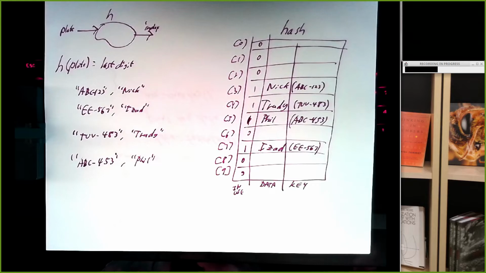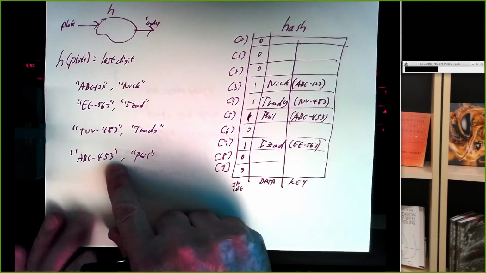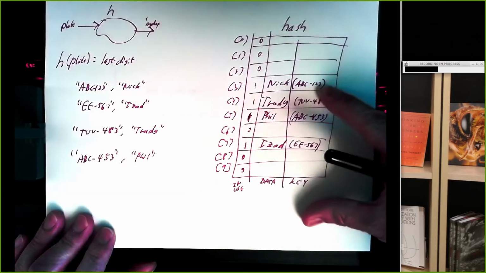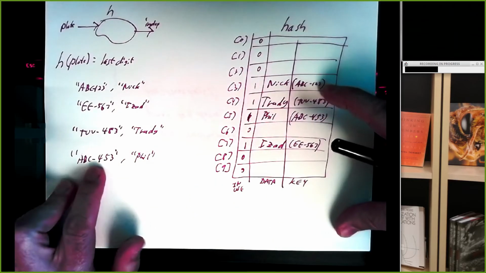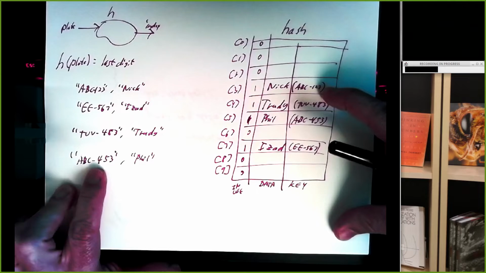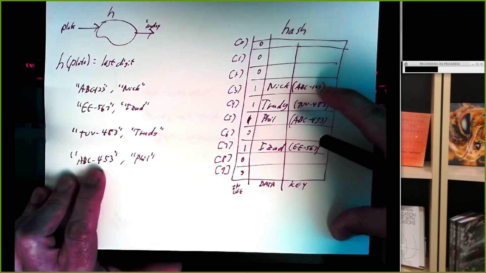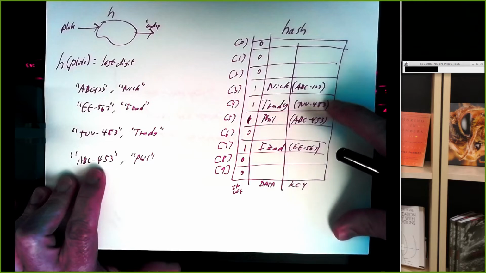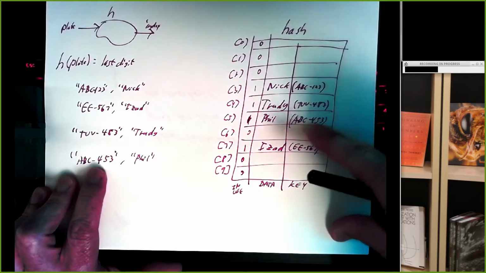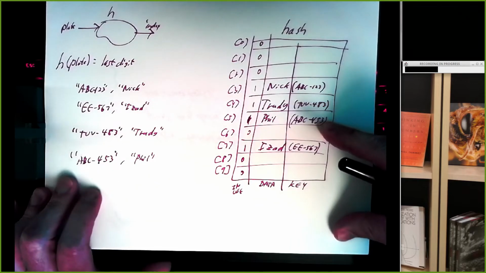All right, so what happens when we try to retrieve information? If I try to retrieve Nick, no problem. If I try to retrieve Phil's information, I'm going to look at that 3, I'm going to go to index 3, I'm going to check, I look at the key, that's not the key that I'm looking for. I'm looking for ABC 453. But maybe when I tried to store Phil, there was a collision. So I'll go to the next location. That's not the right key, but maybe there was a collision there also. I'll go to the next location. Hey, there it is.